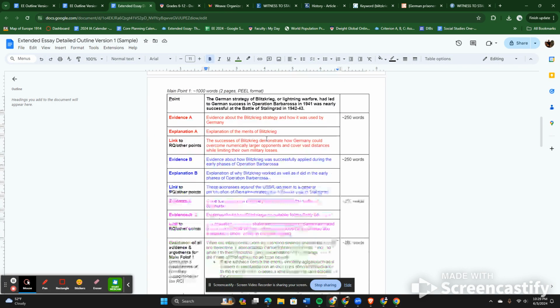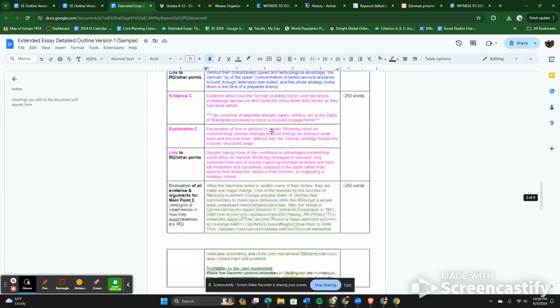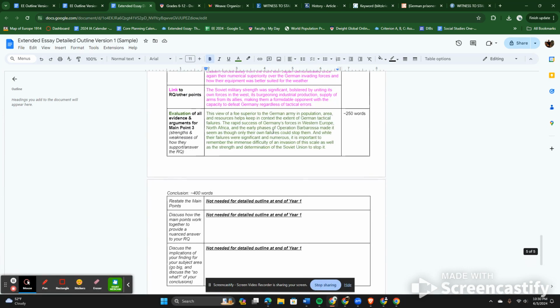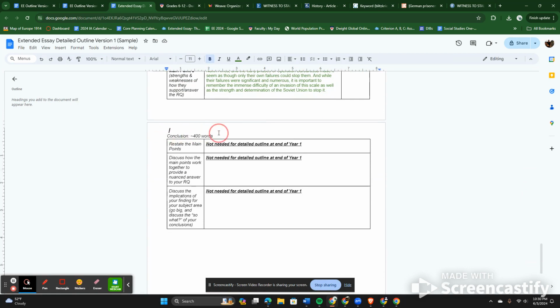But I wanted you to hear my thoughts on why I put things where I did. There's more. I've filled out all three of these points. And just again, a reminder that your conclusion, you do not need to do for this. And I have that very clearly bolded and underlined in the sample that you don't need to do this.